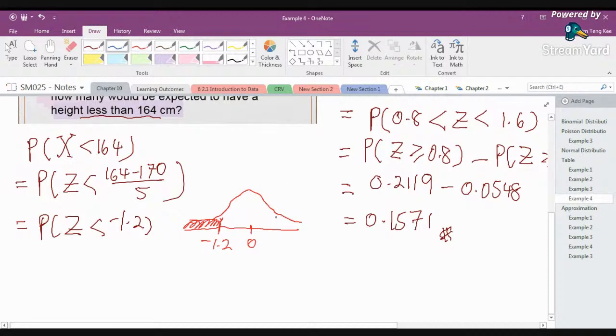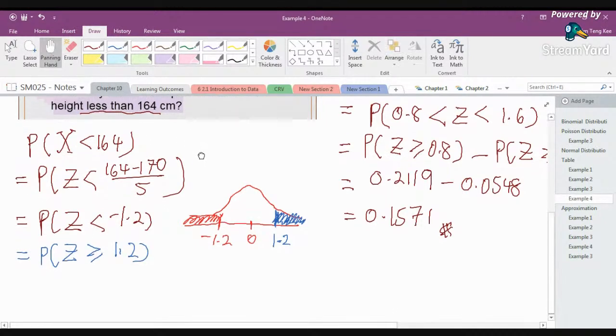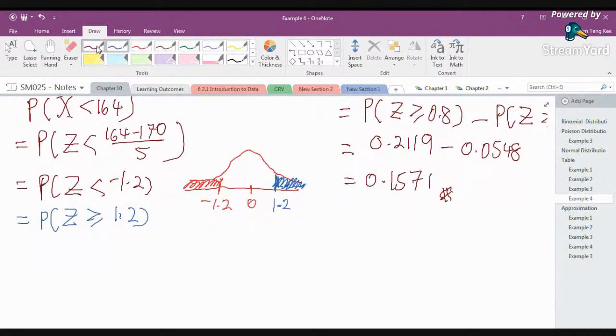Then based on what we know about the properties of the normal distribution, I can have an equivalent region on the right, where the corresponding value here will be 1.2. Same magnitude but opposite sign. And this region in blue will be P Z greater equals to 1.2. For the region in blue, we can get the answer from the statistical table, and we find that the answer is 0.1151. So this is the result of the probability.